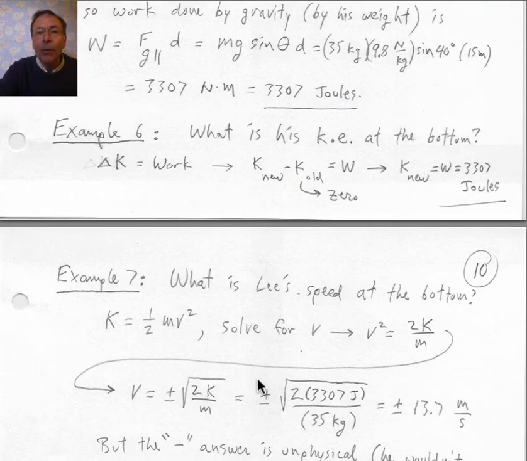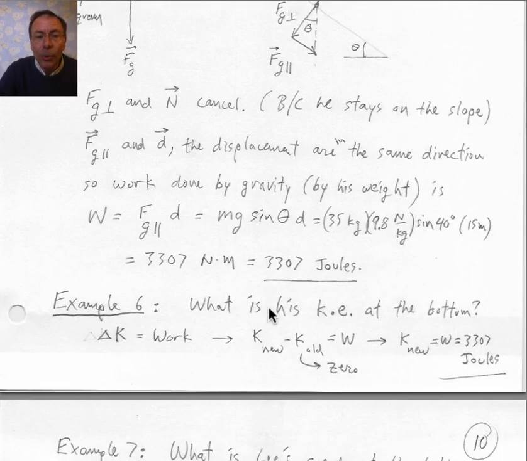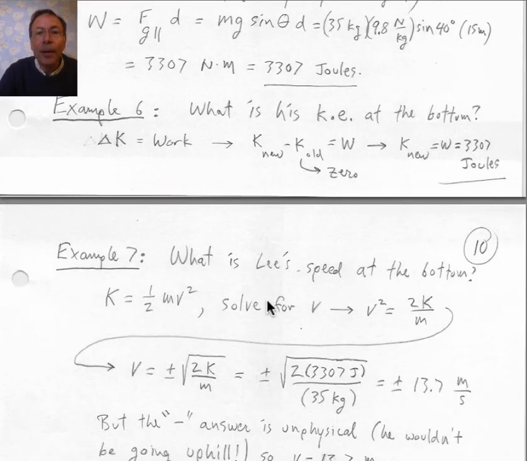Okay, well, so now the question is, how much kinetic energy does he have now that he's at the bottom of the hill? And so we can use the work-energy theorem, right? So the work is equal to the change in kinetic energy, right? That's what work does. Work changes the amount of energy of something.